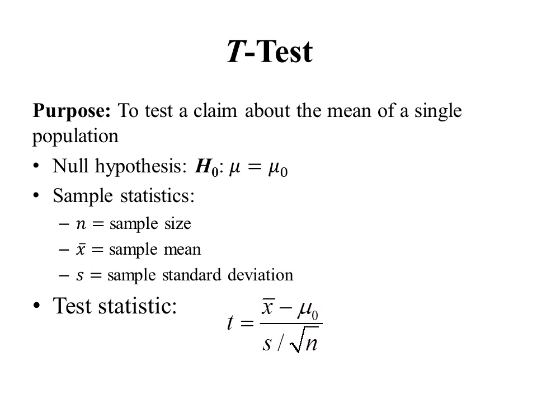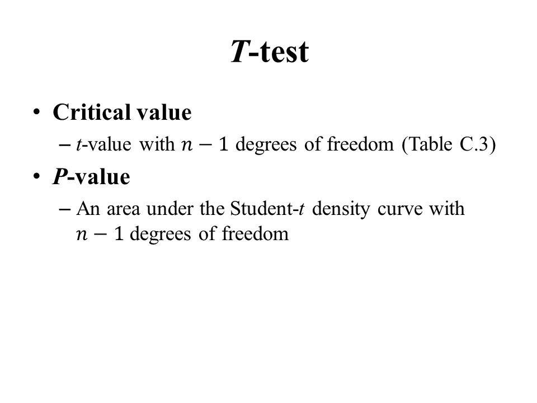Now in a t-test, we have a critical value and a p-value, just like we had back in section 5.2. The critical value is a t-score, or a t-value with n minus 1 degrees of freedom. And these critical t-values come from table C3 in the appendix in the textbook. The p-value is an area underneath a curve, but it's not an area underneath a normal bell curve. It's an area underneath a student density curve with n minus 1 degrees of freedom.